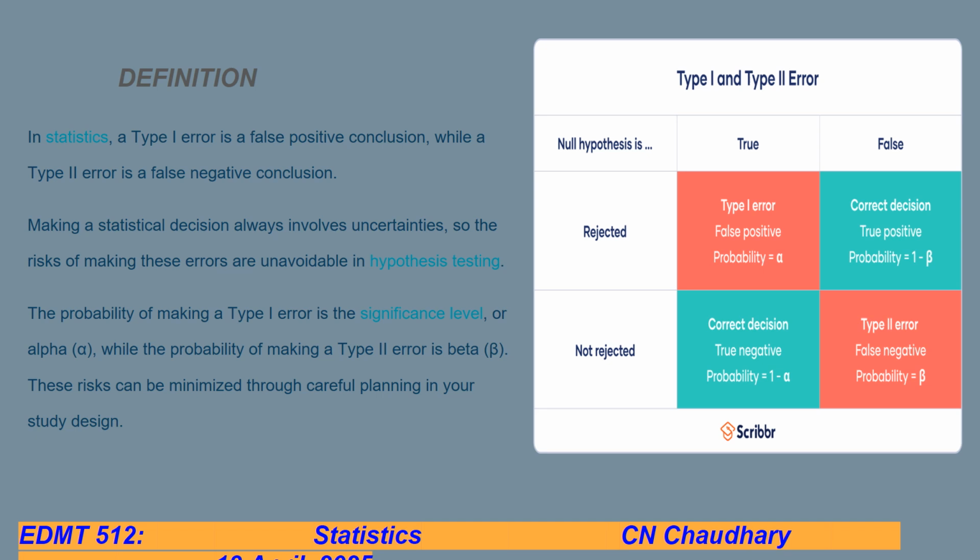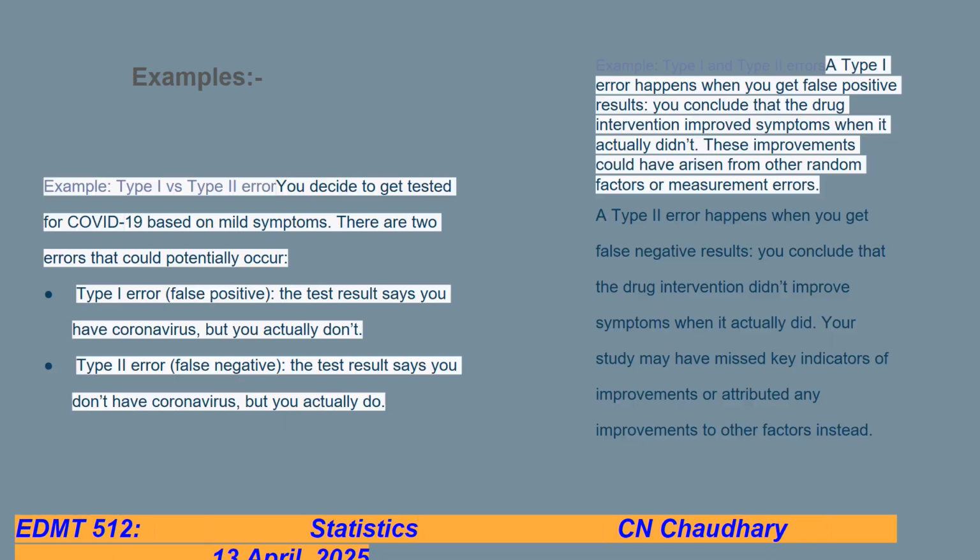Making a statistical decision always involves uncertainties, so the risks of making these errors are unavoidable in hypothesis testing. The probability of making a type 1 error is the significance level, or alpha, while the probability of making a type 2 error is beta. This risk can be minimized through careful planning in our study design.